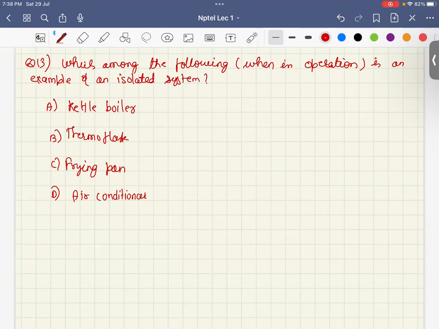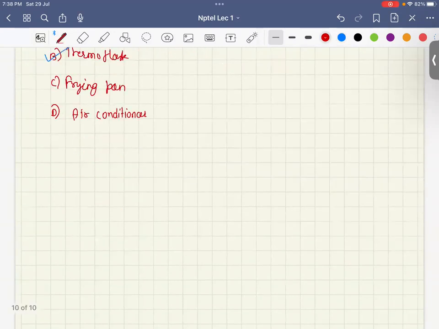So the correct answer is option C, right? Thermoflask. Let us move on to the next question.